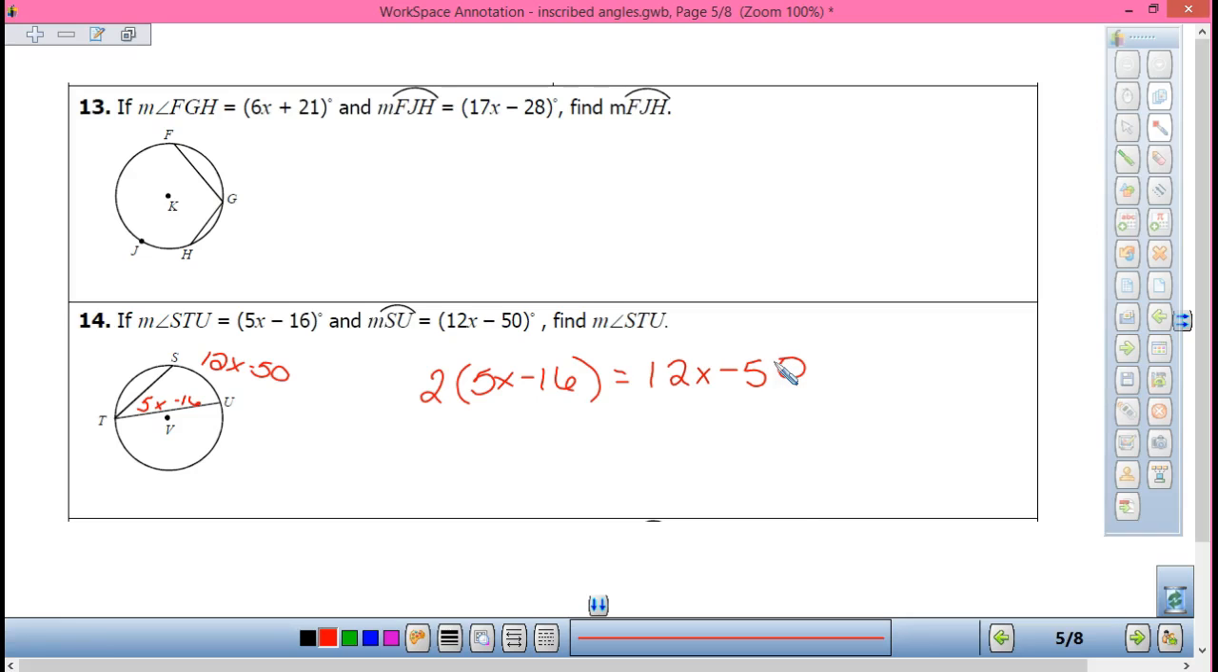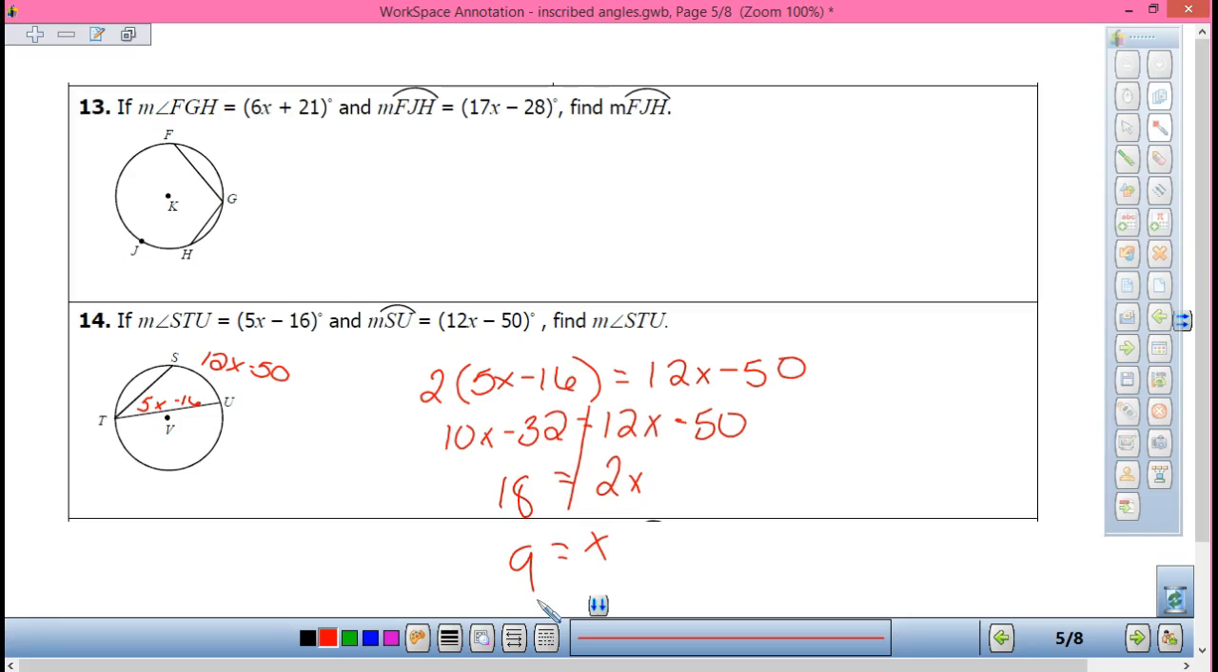Okay, so now when we multiply it out, I get 10x minus 32 equals 12x minus 50. Now I can solve it. 2x equals what is it? Ooh, careful. That's a negative 32 plus my 50. 18. So x is 9.